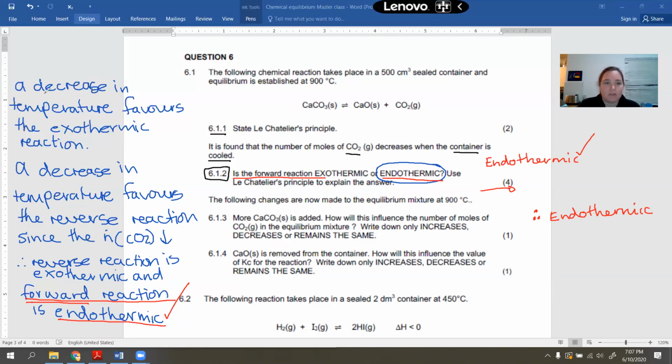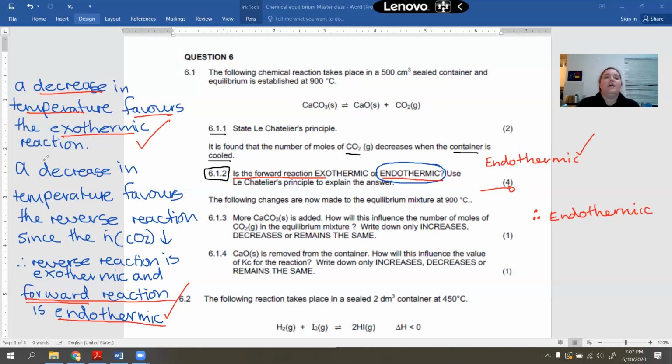a general statement. A decrease in temperature favors the exothermic reaction. 1 mark there. If the temperature goes down, the system wants to increase the temperature, therefore it favors the reaction which gives off heat. We usually do not give you a mark for the explanation involving the temperature and the heat and all the rest of that. It's usually a mark for a decrease in temperature favors the exothermic reaction.